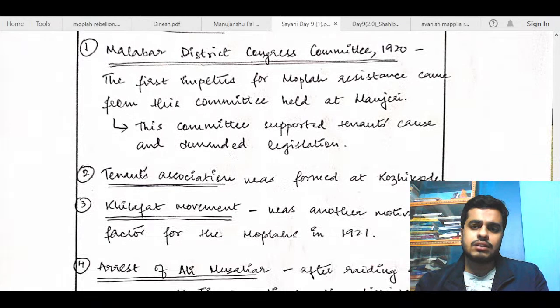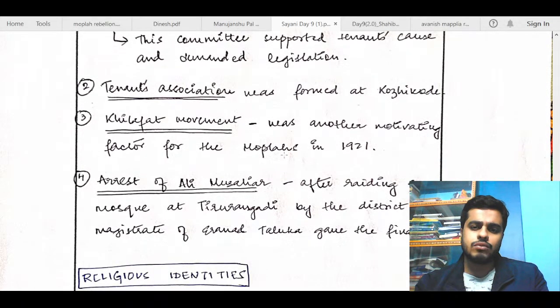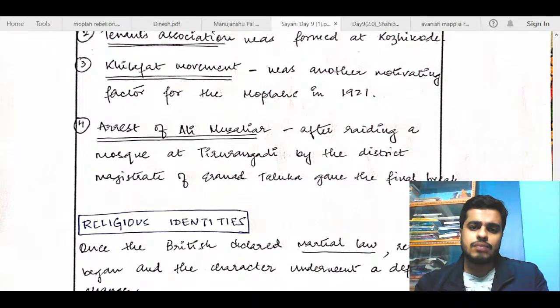Malabar District Congress Committee, 1920. You have written about, I think, the Manjeri conference. So okay, fine. This committee held at Manjeri supported the tenants' cause and demanded legislation. Fine. A Tenants Association was formed at Kozhikode. The Khilafat movement was another motivating factor for the Moplahs in 1921. Arrest of Ali Musaliar after raiding a mosque. Okay, this is also good.